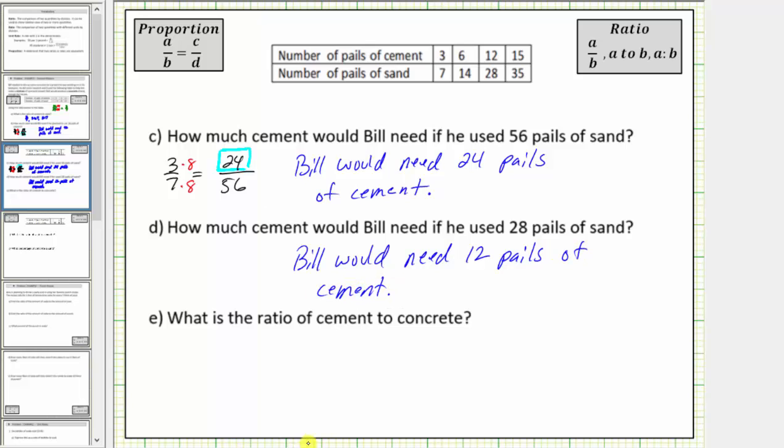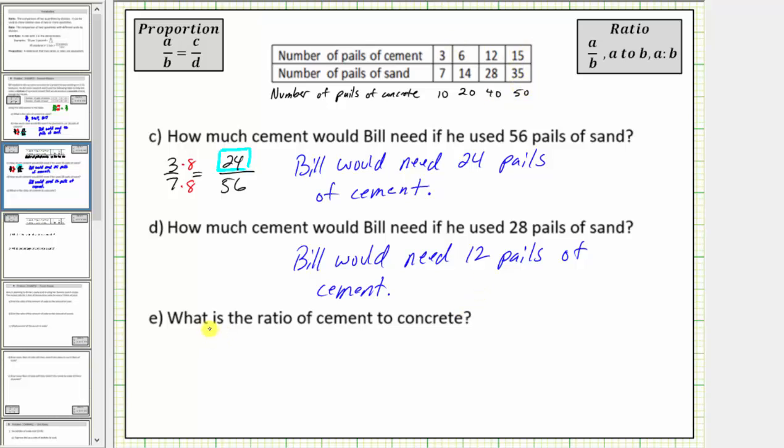Part E, what is the ratio of cement to concrete? Notice how the number of pails of concrete is not given, but we mix the cement and sand to get the concrete. So looking at the first column here, if Bill uses 3 pails of cement and 7 pails of sand, the number of pails of concrete would be 3 plus 7, or 10. Let's go ahead and list the number of pails of concrete in a third row. 3 plus 7 is 10, 6 plus 14 is 20, 12 plus 28 is 40, 15 plus 35 is 50.